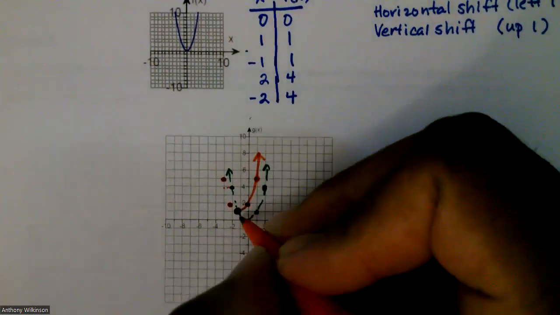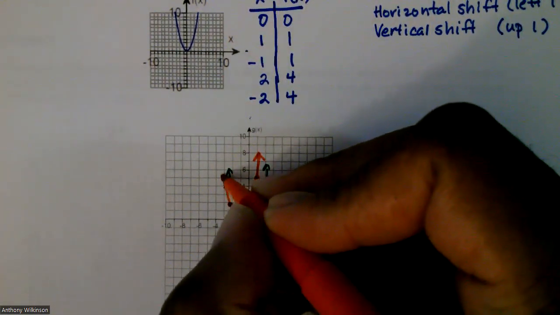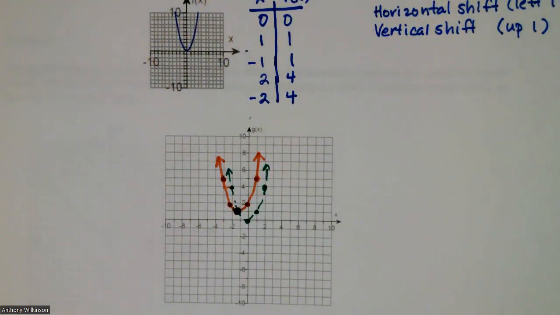So this solid graph that's in red represents the graph of the function g of x is equal to x plus 1 quantity squared plus 1. So for each point that I use, I took it to the left 1 and up 1. Okay.